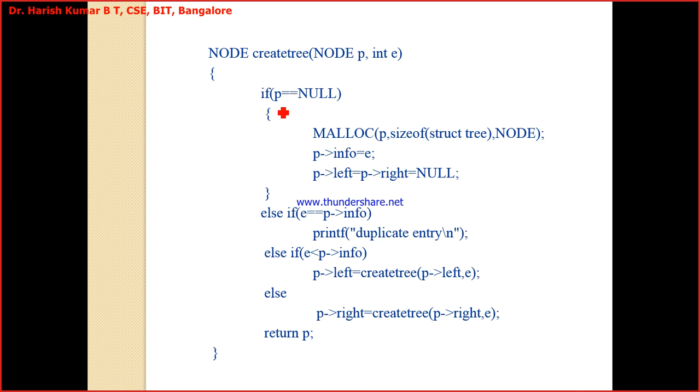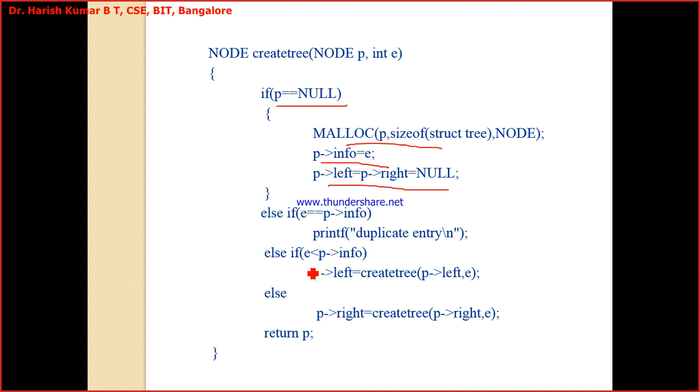Okay, so if p is null, if nothing is there, if the tree is empty, then create the node and assign the element as the info field. Element here is nothing but he. Assign it to the info field, make both left and right null. And next, when you scan the other symbol, since p is already pointing to the root node, this condition is not true.